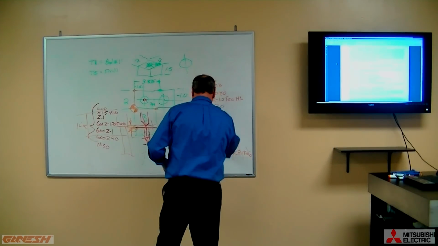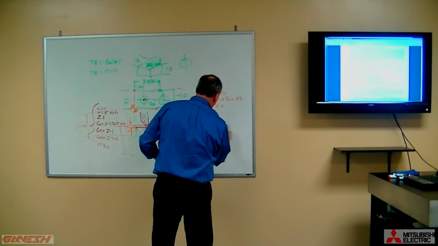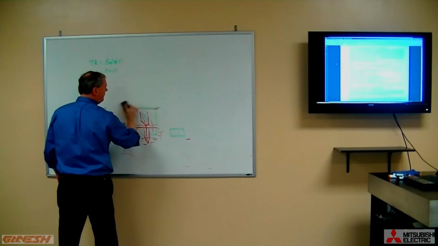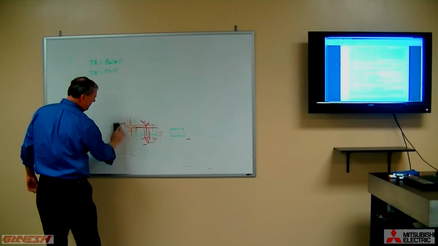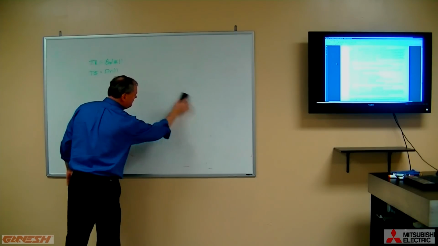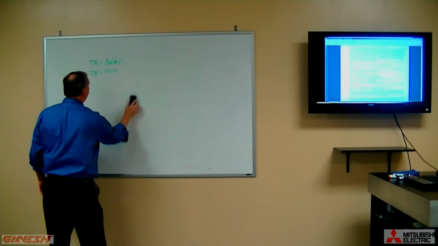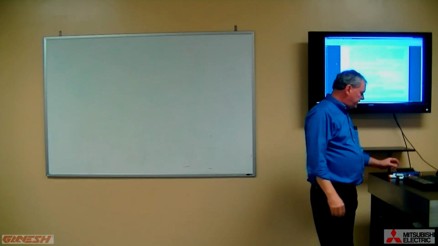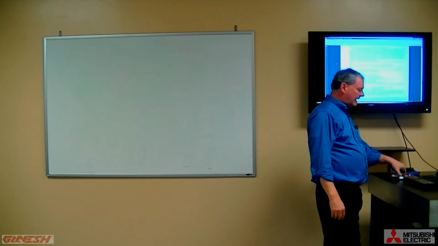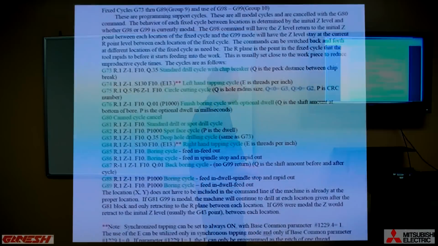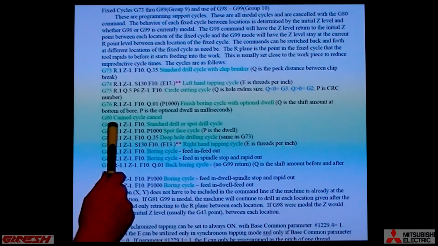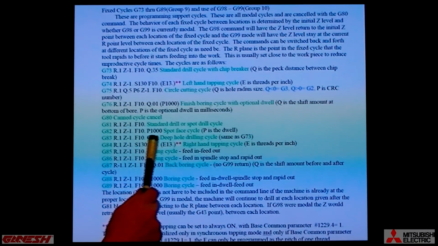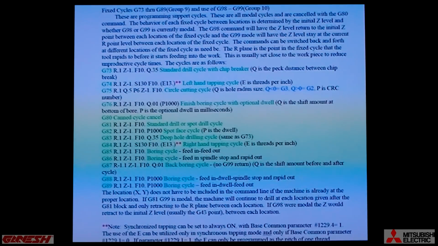But for right now, I would like you to become familiar with two fixed cycles. One is the G81 that we've just talked about. The other will be the G83 cycle. Now let me show you what the difference is, how G81 behaves. These are the arguments besides the X and Y that we need for G81. Here are the arguments we need for G83.